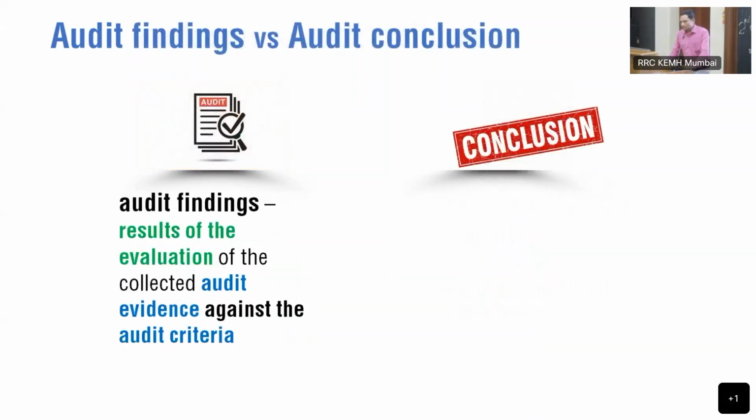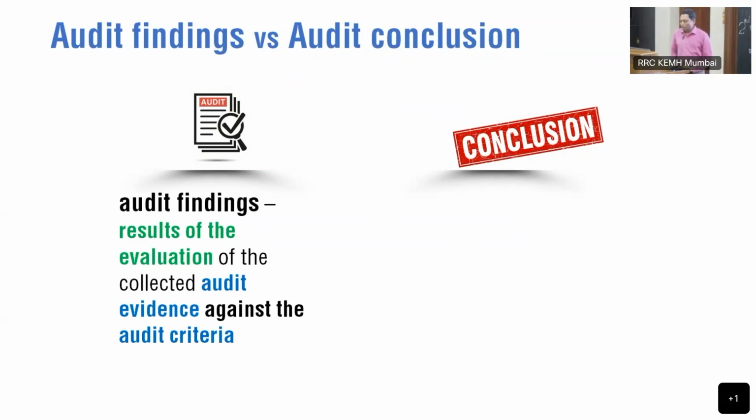Audit findings versus audit conclusions. Audit findings are the results of evaluation of the collected audit evidence. As audit evidence, maybe I found that in a given month, ICA's outlier has not been evaluated. In the month of June, the ICA's outlier was not evaluated. That is my evidence. Okay. Now, what is my audit finding?